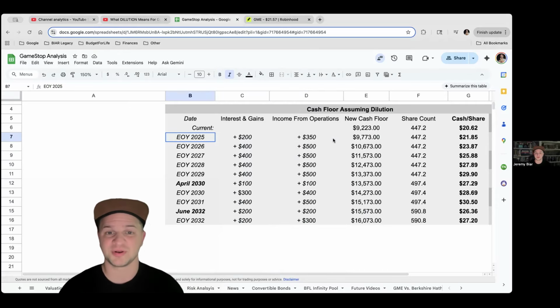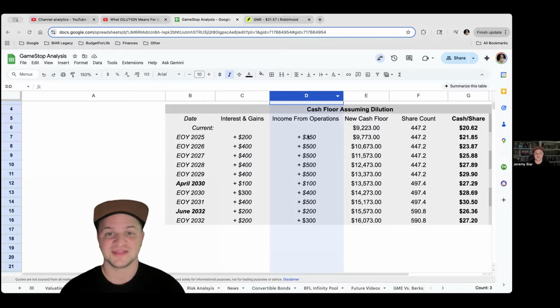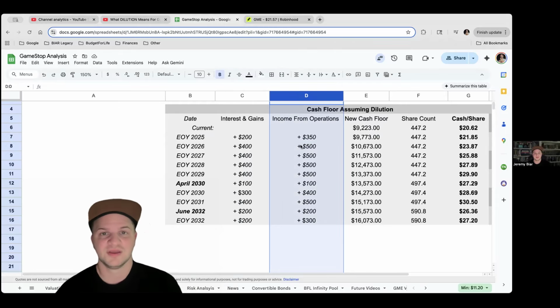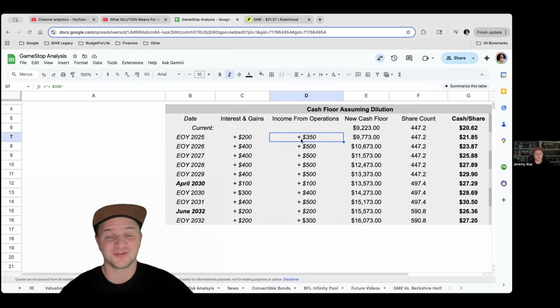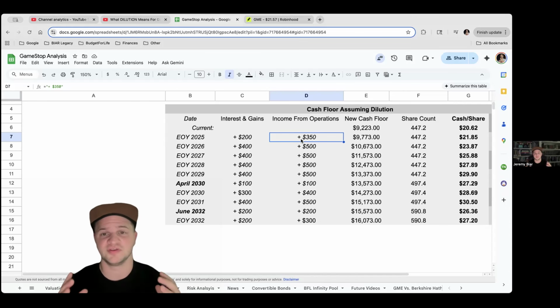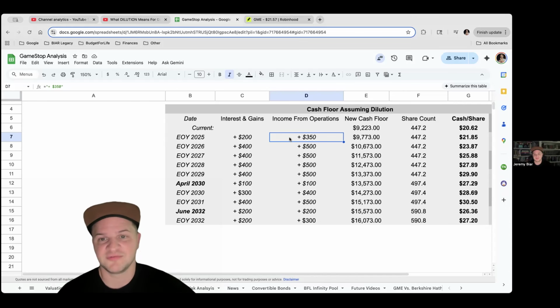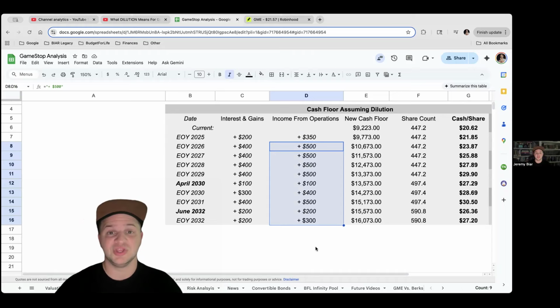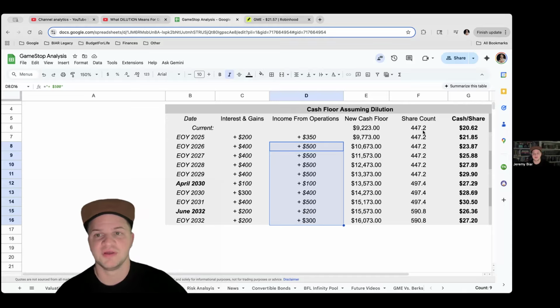But we actually know with a pretty high clarity that the income from operations, unless something craters, is going to be about $350 million just in Q3 and Q4 put together. And again, I'll show that in a future video. If you wanted to pick a different number, fine. But again, then you can model it out for yourself.